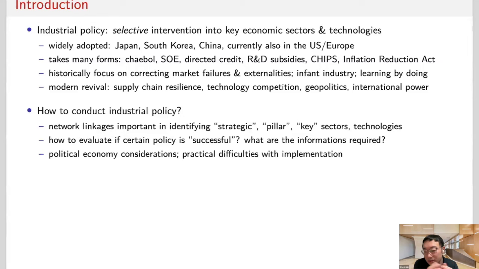In fact, Hirschman, who is an early pioneer on thinking about industrial policy, emphasized the importance of both input-output linkages and trade linkages for thinking about both economic development and also building national power on an international stage. So in thinking about how to conduct industrial policy, one needs to recognize a key conceptual difficulty in assessing how effective a policy intervention is.